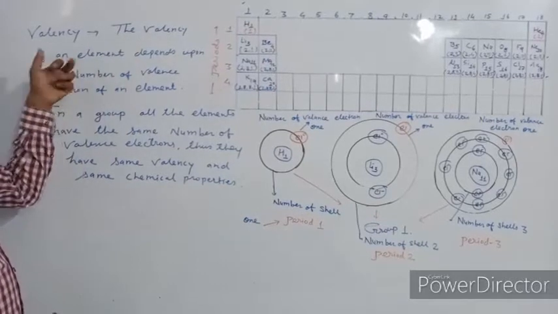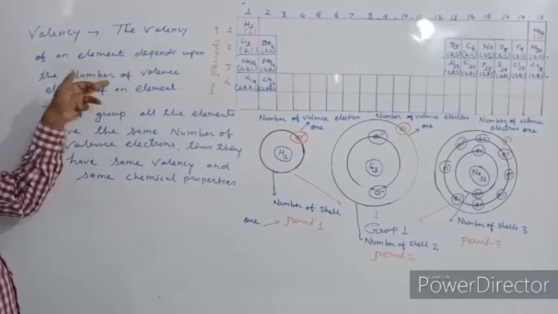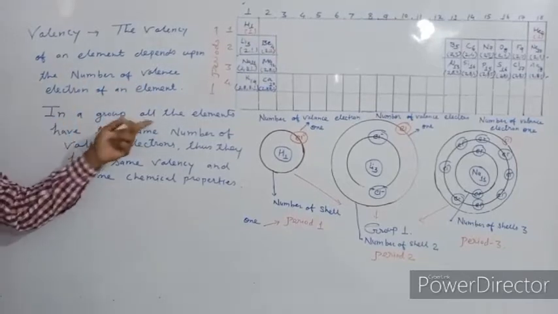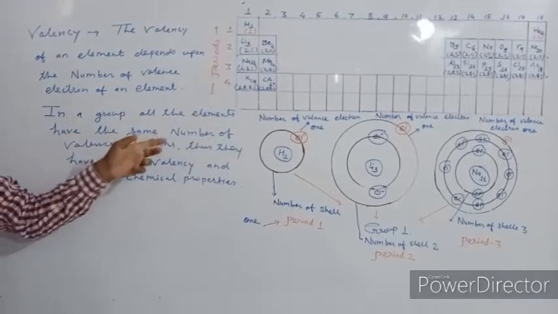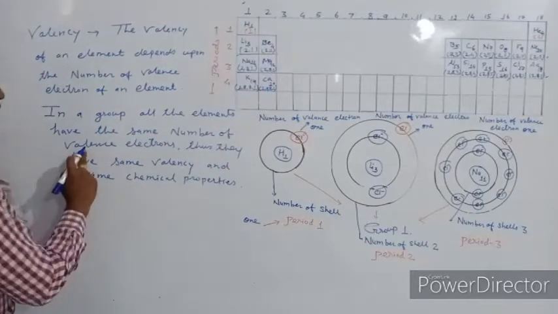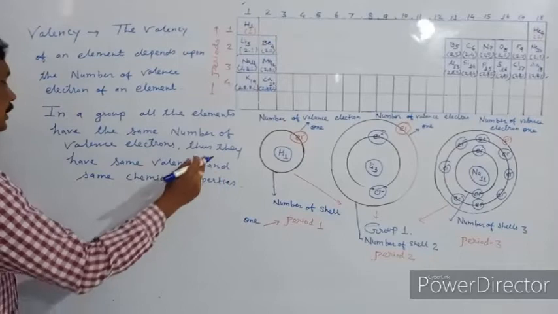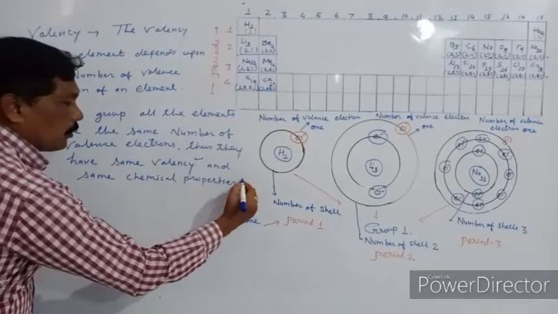The valency of an element depends upon the number of valence electrons of an element. In a group, all the elements have the same number of valence electrons. Thus, they have the same valency and the same chemical properties.